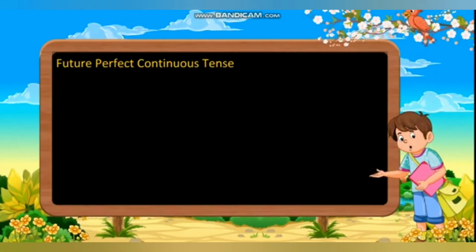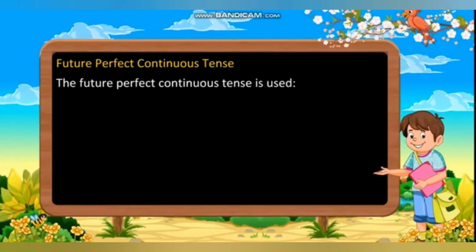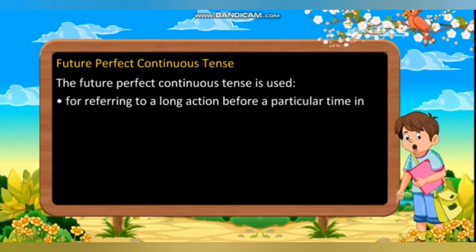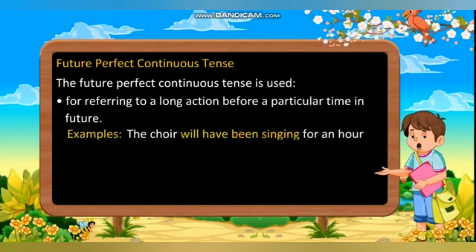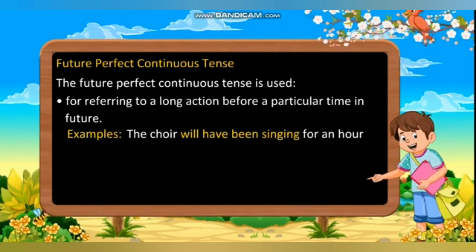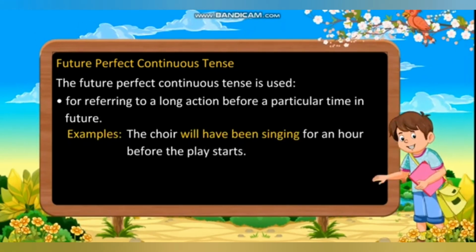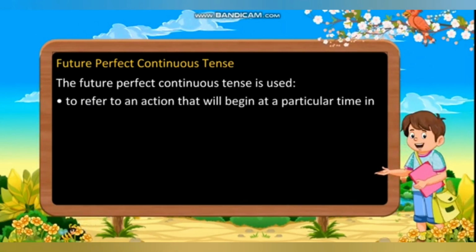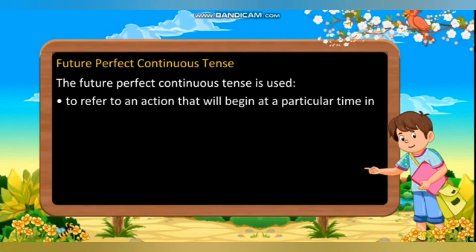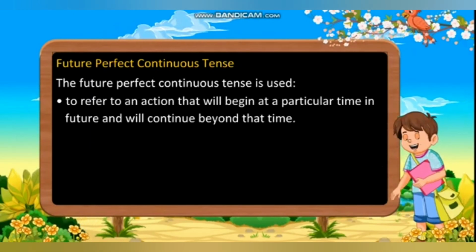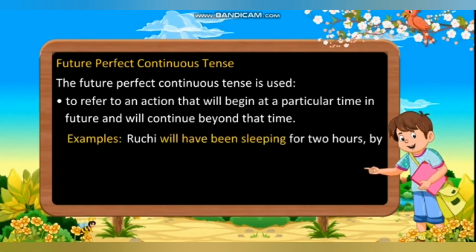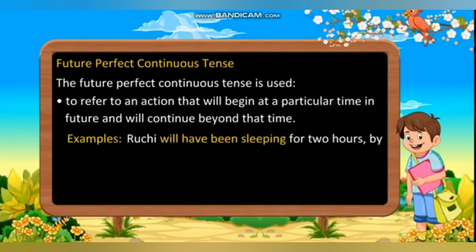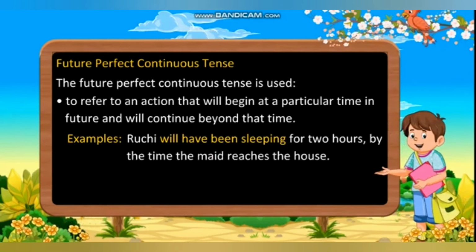Future perfect continuous tense. The future perfect continuous tense is used for referring to a long action before a particular time in future. The choir will have been singing for an hour before the play starts. To refer to an action that will begin at a particular time in future and will continue beyond that time. Example, Ruchi will have been sleeping for 2 hours by the time the maid reaches the house.